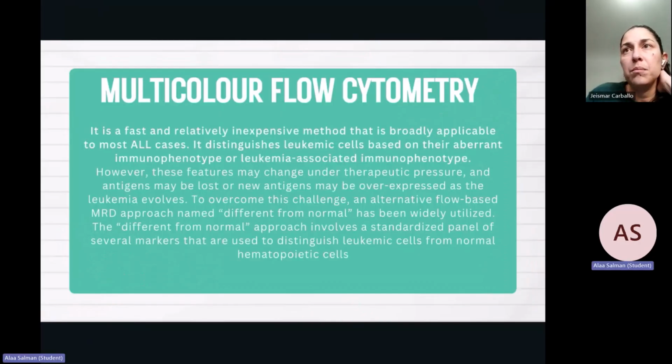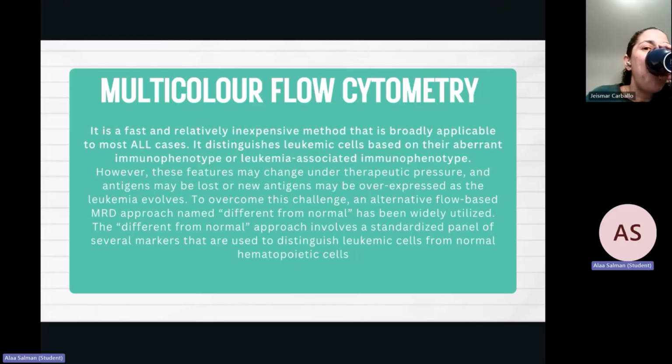Now, starting with multicolor flow cytometry, it is a fast and relatively inexpensive method that is broadly applicable to most ALL cases. It distinguishes leukemic cells based on their aberrant immunophenotype, or leukemia-associated immunophenotype. A leukemia-associated immunophenotype can include antigen over or under expression, asynchronous antigen expression, cross-lineage antigen expression, and ectopic phenotypes.